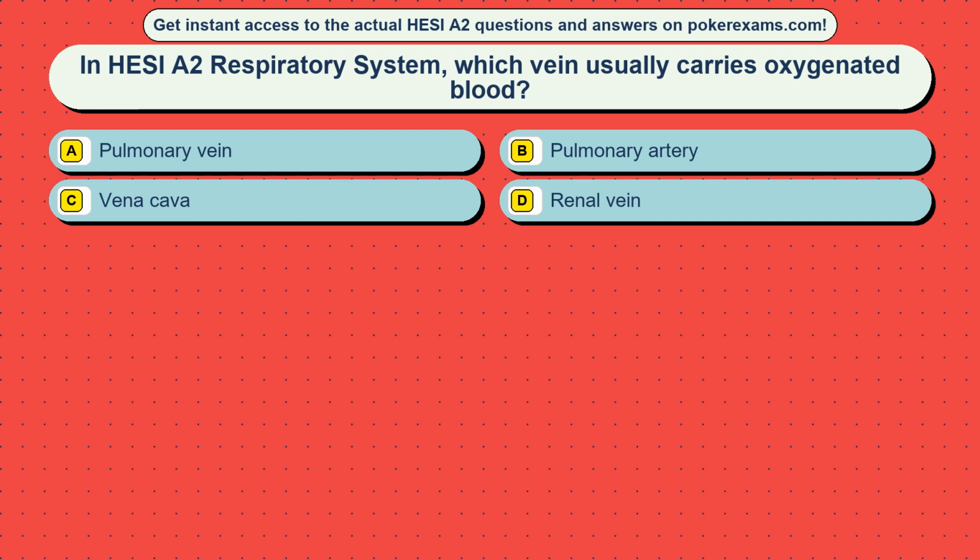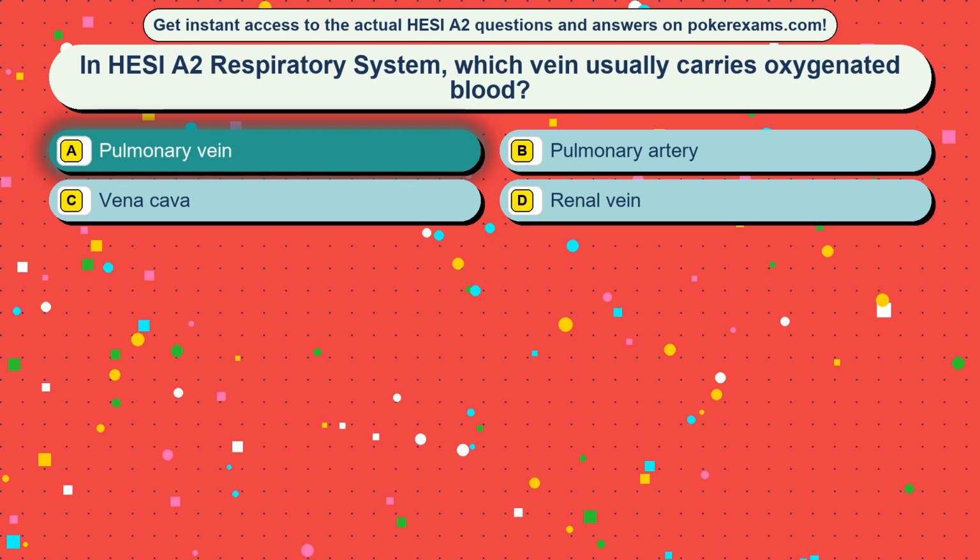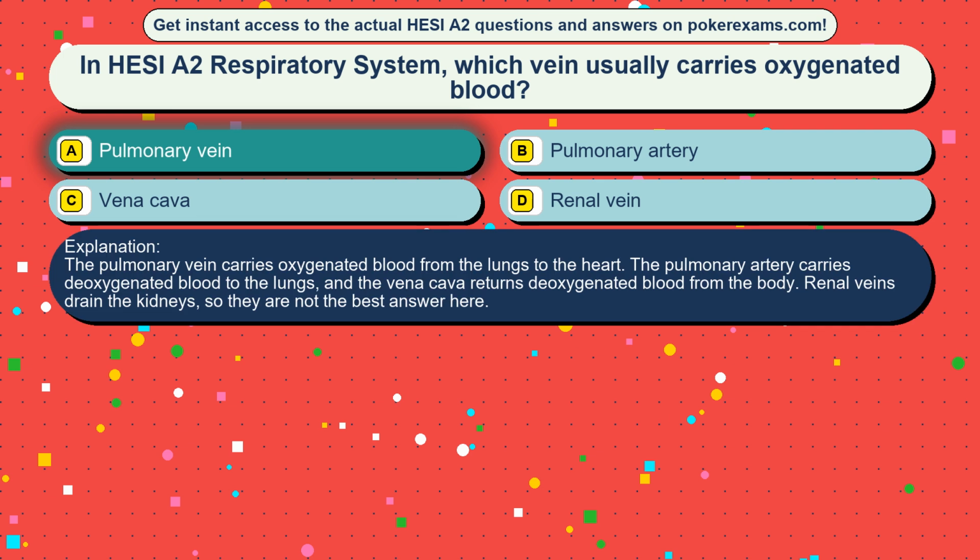Question 33. In HESI A2 respiratory system, which vein usually carries oxygenated blood? Option A, pulmonary vein. Option B, pulmonary artery. Option C, vena cava. Option D, renal vein. The correct answer is option A, pulmonary vein. The pulmonary vein carries oxygenated blood from the lungs to the heart. The pulmonary artery carries deoxygenated blood to the lungs, and the vena cava returns deoxygenated blood from the body. Renal veins drain the kidneys, so they are not the best answer here.